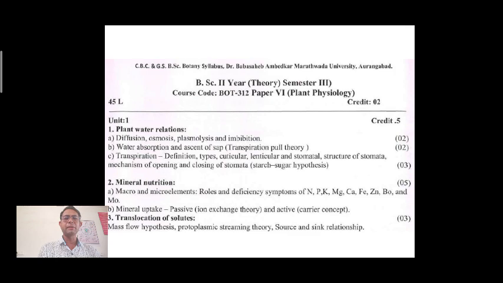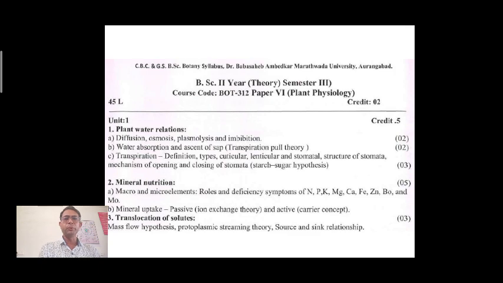So these are the basic terminologies related to plant water relation, and along with these, water absorption, ascent of sap, and transpiration are included in your unit number 1, which has 5 credits in all. 5 credits are given. So 2, 2, 2, 3, 5, these are nothing but the different lectures to be conducted for this particular portion.